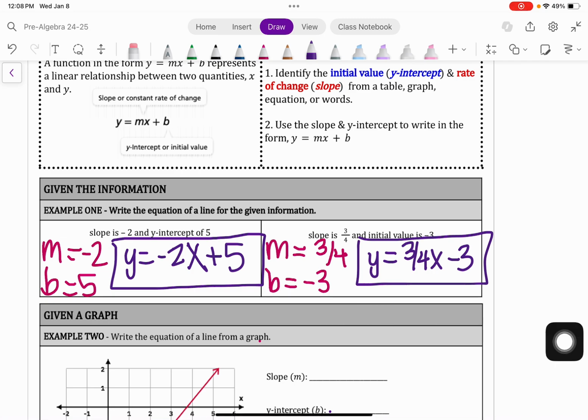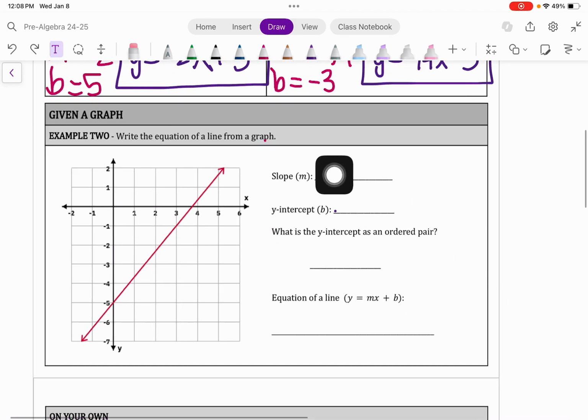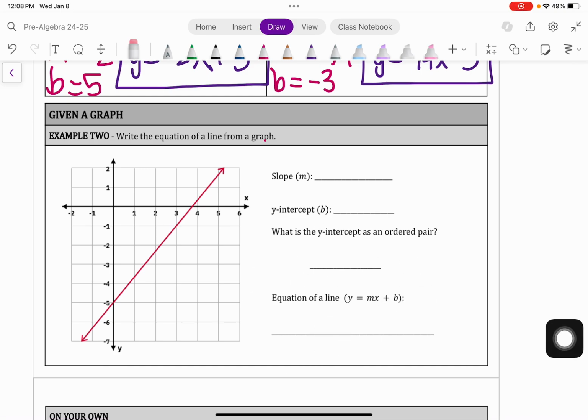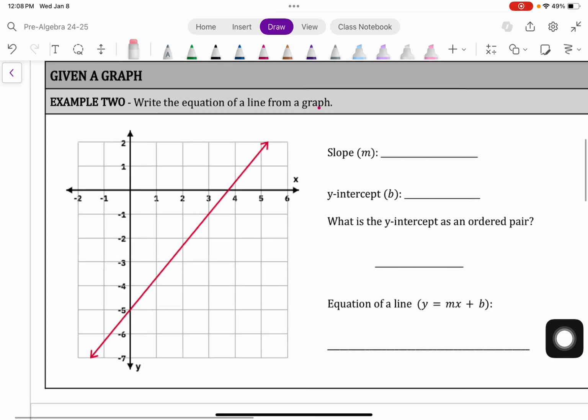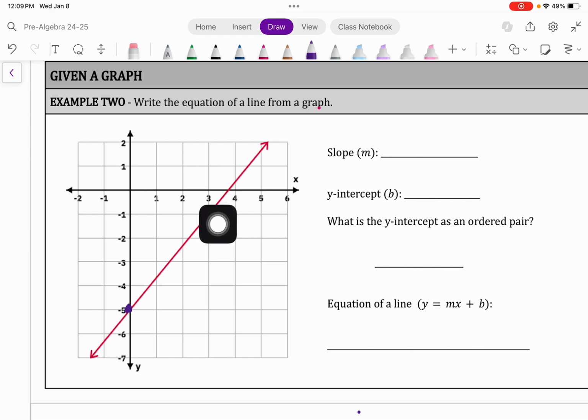That's all you have to do for example 1: take the slope and the y-intercept and plug them into your equation. Now the graph, same thing. You have to find the slope and the y-intercept. After you find them, I want you to write the y-intercept as an ordered pair and then write the equation. So if I look here, I'm first going to find the slope. In order to find the slope, I have to find perfect points. I'm going to put a dot as best as I can everywhere I see a perfect point. I see one here and one here. I'm going to look at my rise and my run from these two points.